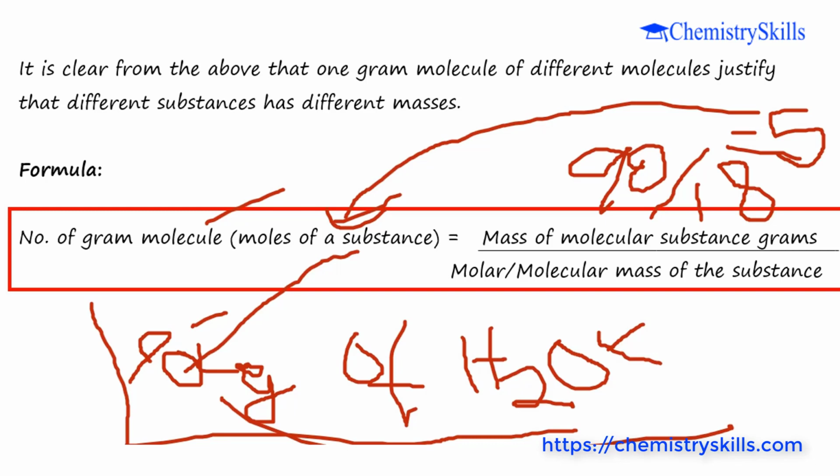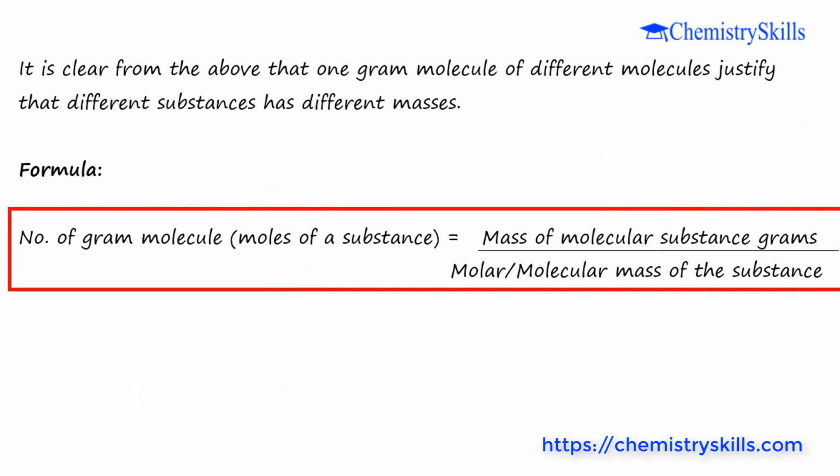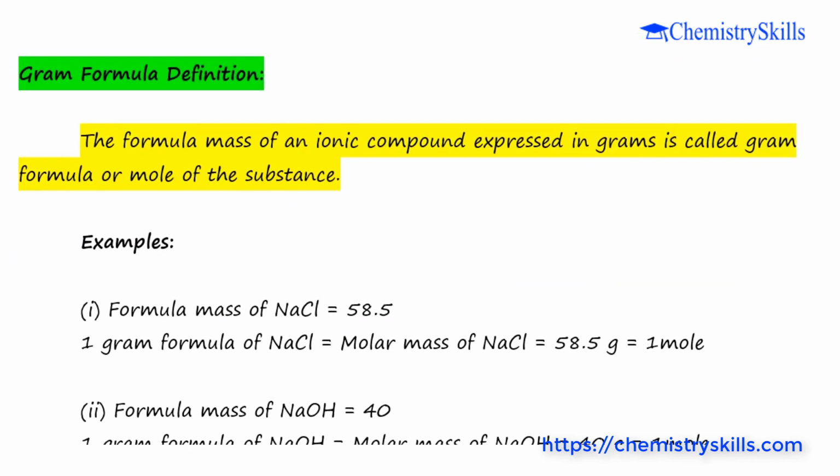Now let's move towards the next. Similarly, we can discuss gram formula for formula units of an ionic compound. What would it be? The formula mass of an ionic compound expressed in grams is called gram formula, or mole of the ionic compound.